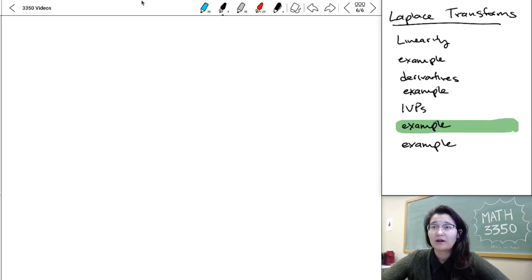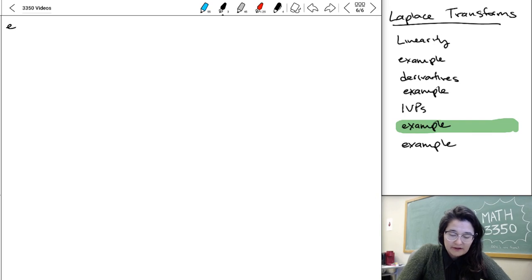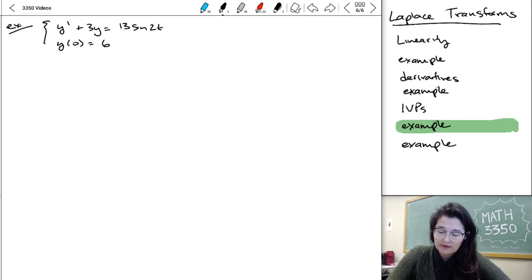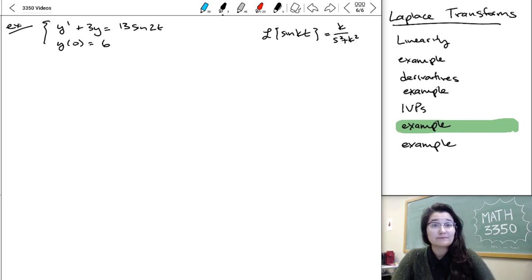So we're going to do two different initial value problem examples. And our first one is going to be y' + 3y = 13 sin 2t with y(0) = 6. And the thing we're going to need to take care of this is to remember that we learned L of sin kt is k over s² + k².